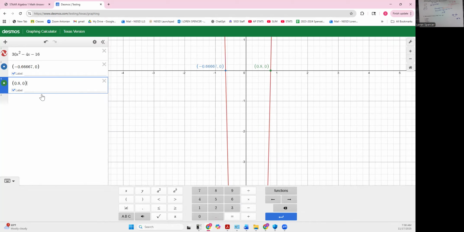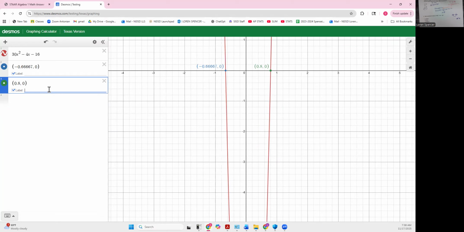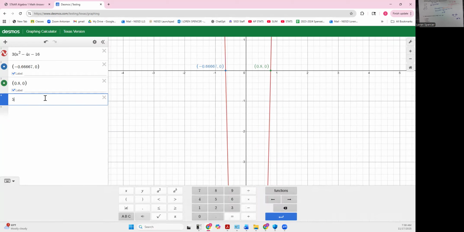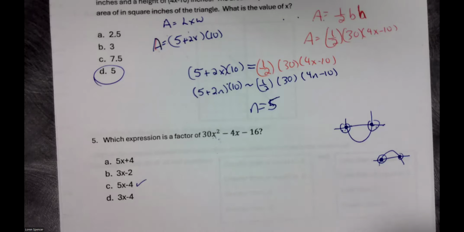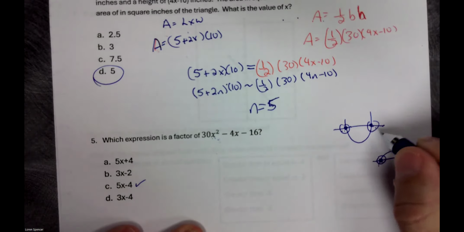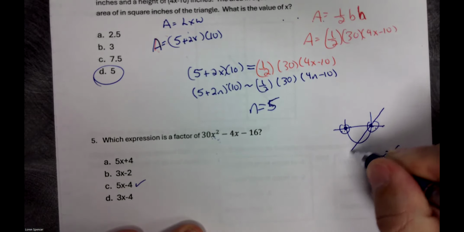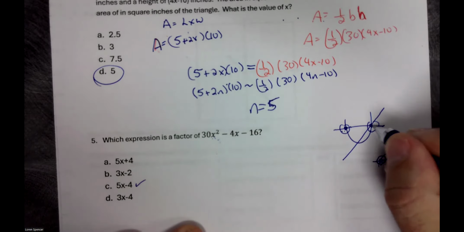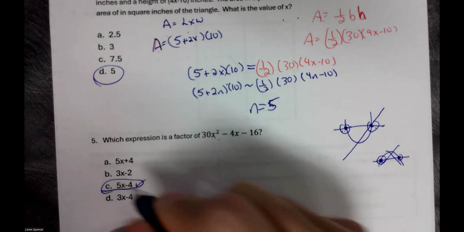So our best answer choice was, and I'll go back and put it up there so you can see it, 5x minus 4. And once again, it crosses exactly through one of those points. So we had a graph that looked like this one right here, it wasn't this, and we ended up with 5x minus 4 hitting right through that point. So our best answer choice to number 5 is C.